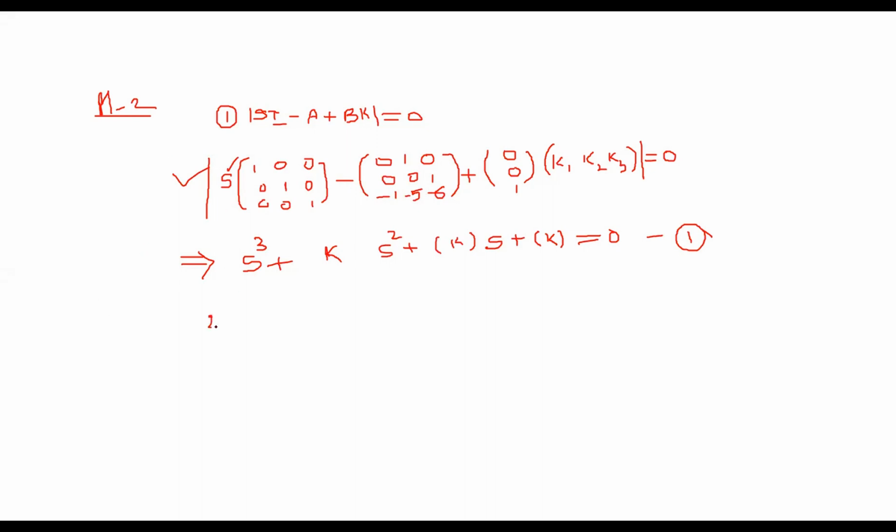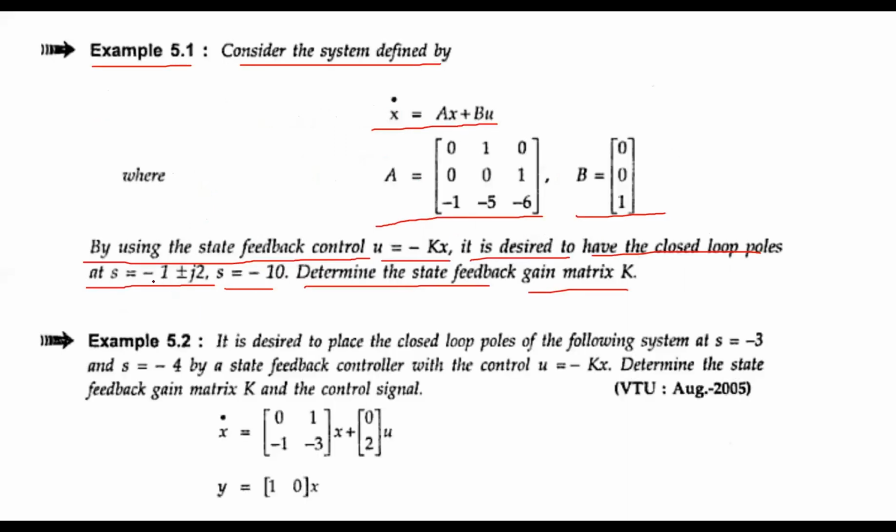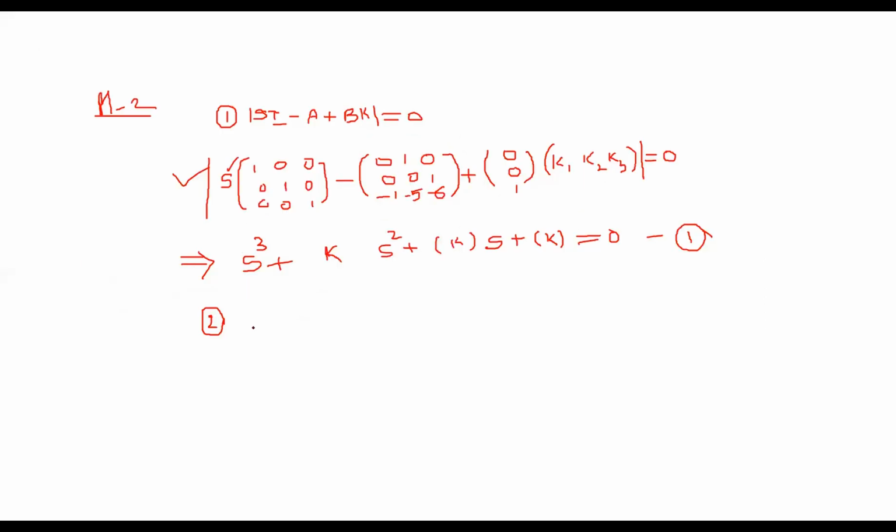What is the second step? What are the given poles in the polynomial? That is, the closed loop poles. What are the closed loop poles over here? s is equal to minus 1 plus j2, and s is equal to minus 10. Therefore, I have s is equal to minus 1 plus or minus j2, so there are two poles: minus 1 plus j2, and one more pole, minus 1 minus j2. The last pole would be s is equal to minus 10.